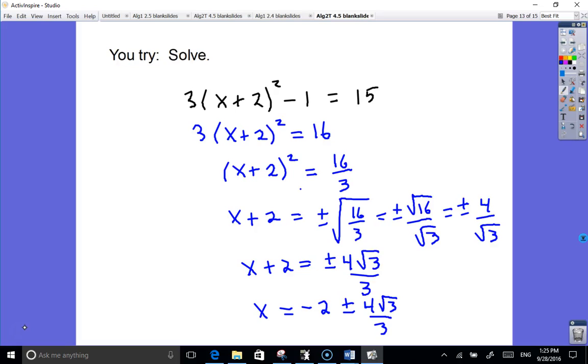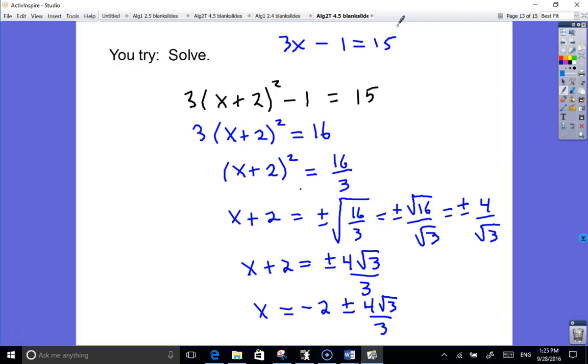I mean, just think, if this had been an equation like 3x minus 1 equals 15, what would you have done first? You would have added the 1, right? So you got to do the same thing here as you're trying to isolate the x plus 2. So that gives you 16 divided by 3.